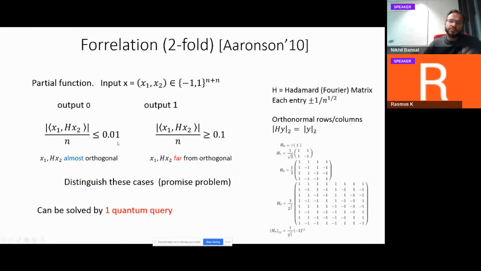It's also like a promise problem. So it's 0 if the inner product is very small, and if it's very large, it's 1. And our job is to distinguish between these two cases. So given an input x1, x2, I need to figure out whether this inner product is large or small by doing these queries. That's the problem. Now it turns out this problem can be solved by just one quantum query, and we don't need to understand how it's done. If we know quantum algorithms, it can be very easily set up to do it with one query.